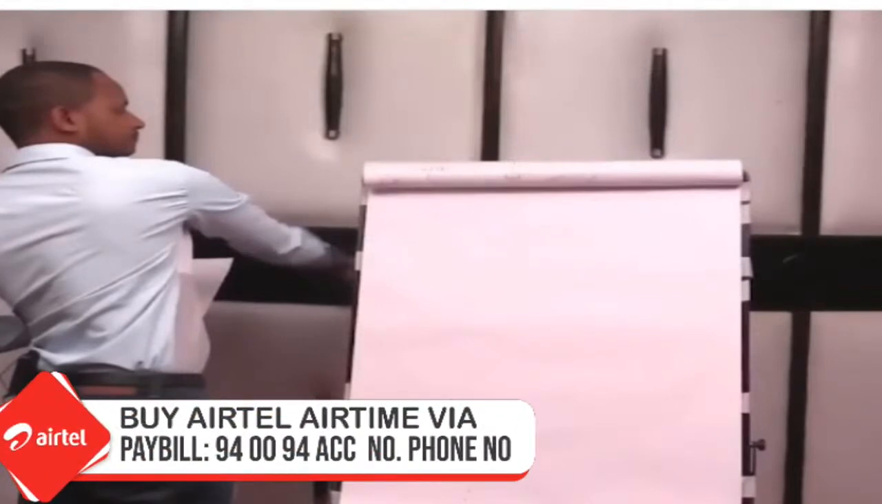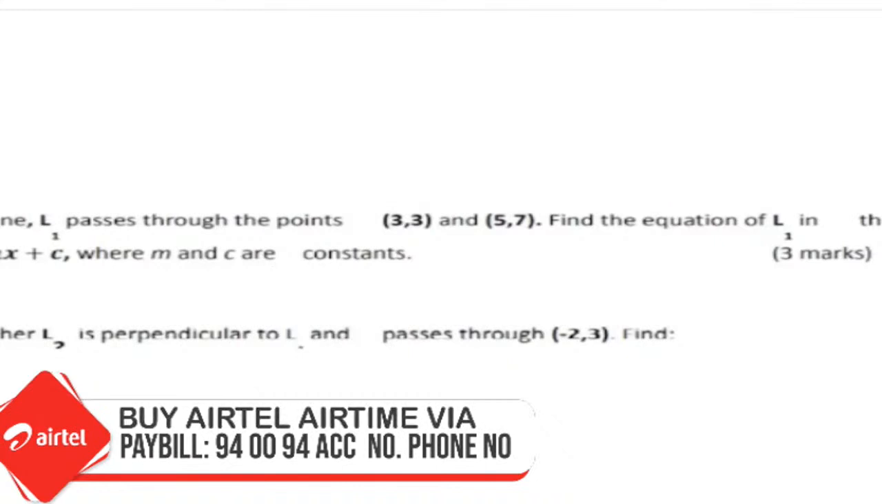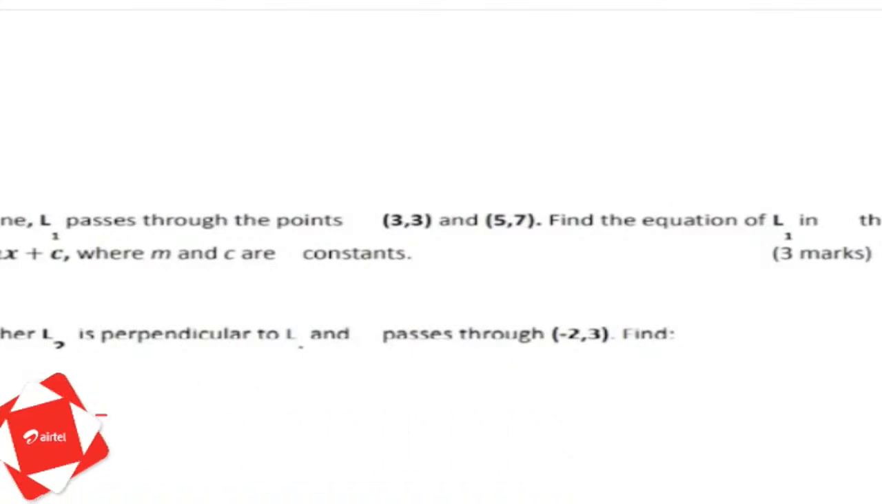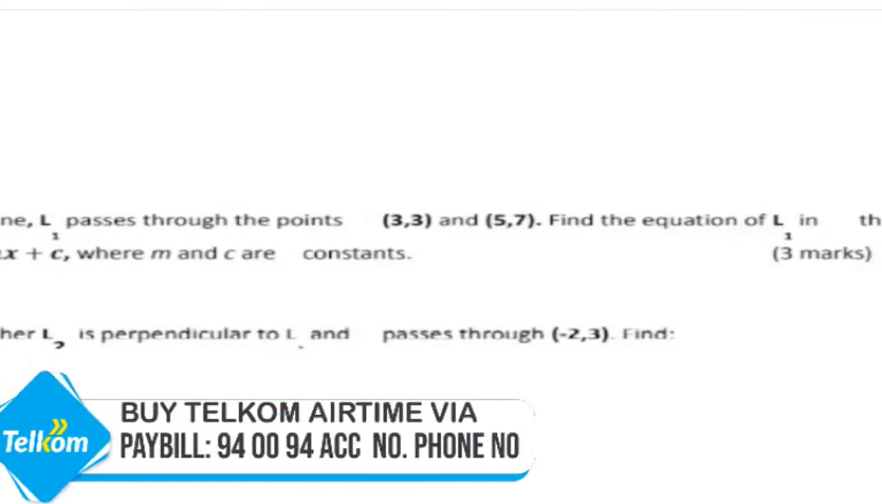A line L1 passes through the points (3, 3) and (5, 7). Then you are told to find the equation of line L1 in the form y = mx + c.